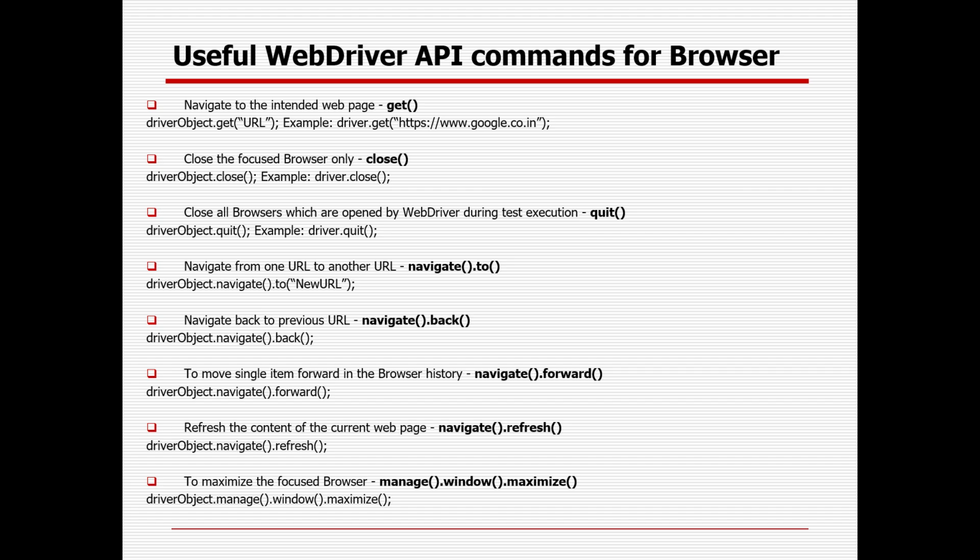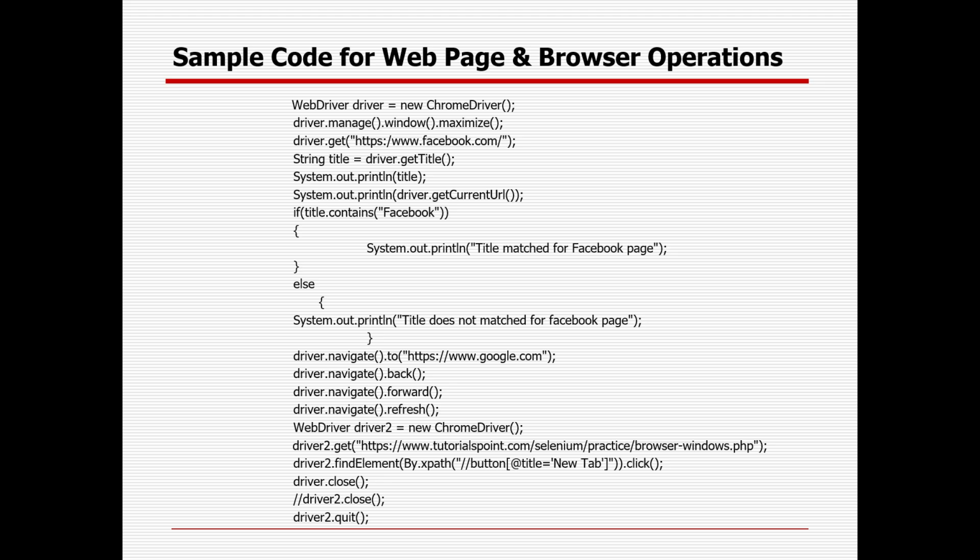The navigate.to method is used to navigate from one URL to another URL. navigate.back is used to go back to the previous URL. The navigate.forward method is used to move one item forward in the browser history. navigate.refresh is used to reload the current page or refresh the content of the current web page. The manage.window.maximize method is used to maximize the current focus browser.